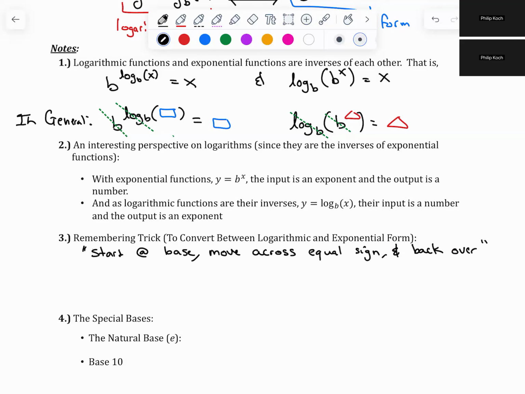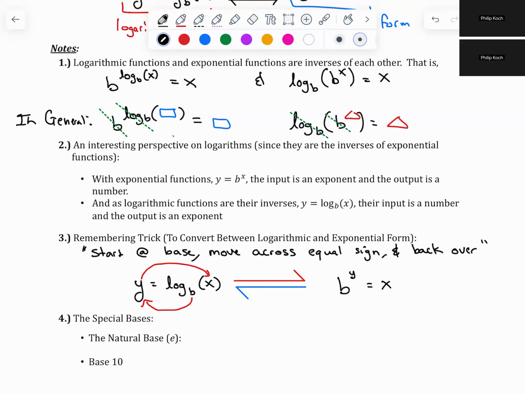What does that mean? So if we have y equals log base b of x, and we want to go from logarithmic to exponential form, I'm going to do this cool double arrow thing. The red means it's going to the right, in the right direction. The blue means it's going from the right backwards to the left. So to go from logarithmic form to exponential form, start at the base, work your way across the equal sign, and then back over. And so we get b to the y equals x.